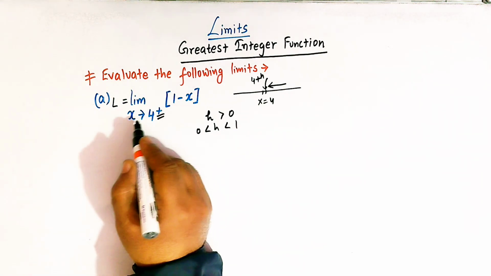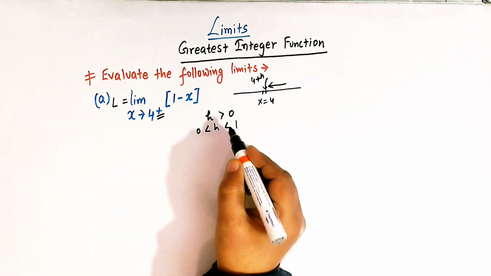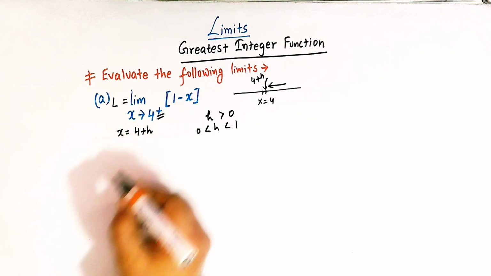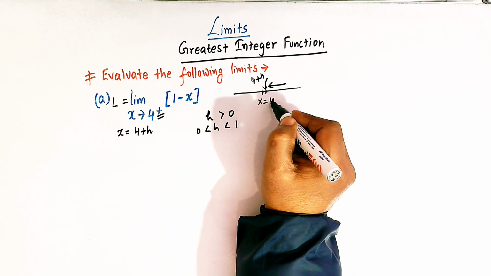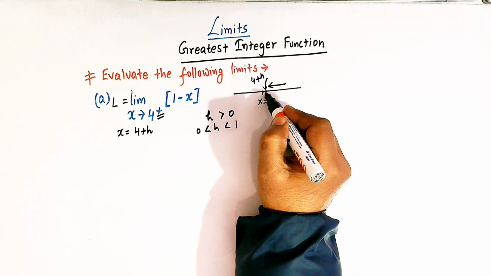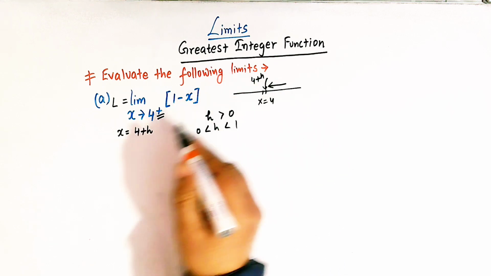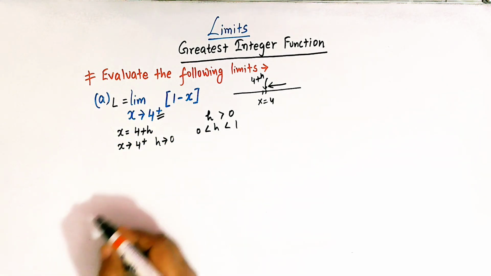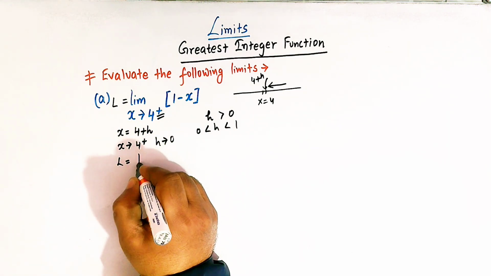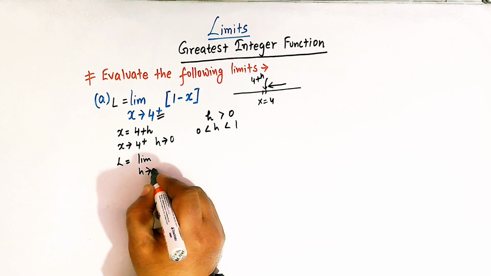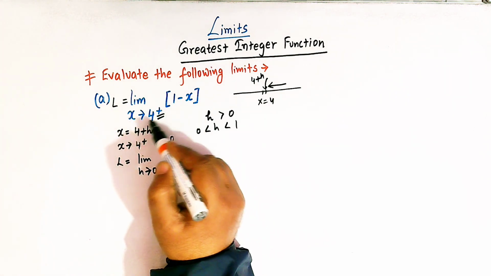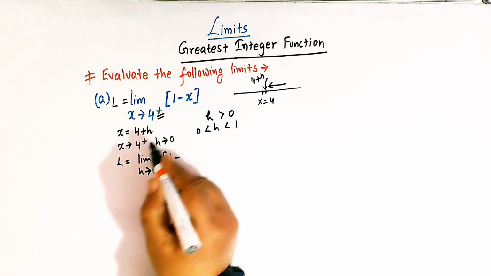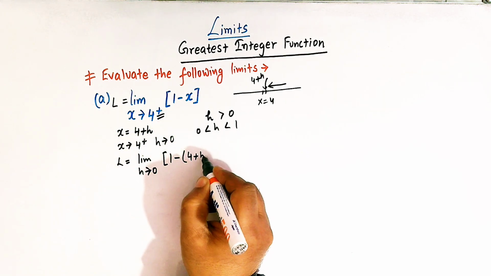What we will do is first convert this limit in terms of h by taking x equal to 4 plus h. We are very near to x equal to 4, so this point is 4 plus h, and when x tends to 4, then h tends to 0. So now this limit can be written as limit h tends to 0. Now we are changing this limit in terms of h. So we have greatest integer of 1 minus x, and x can be replaced by 4 plus h.